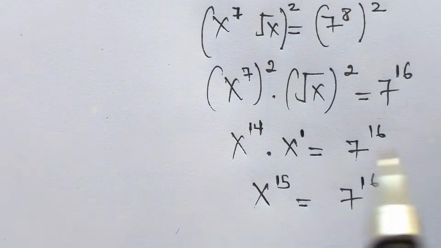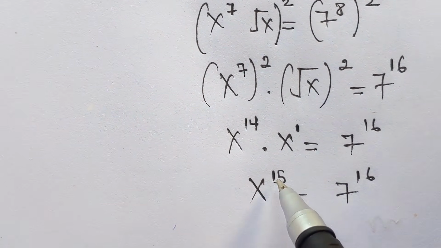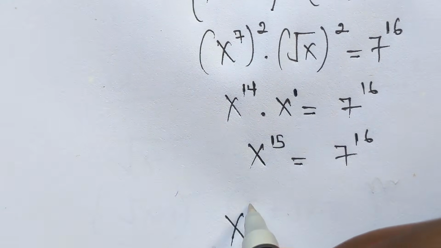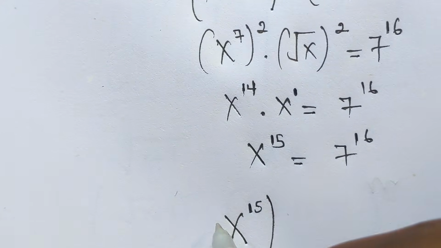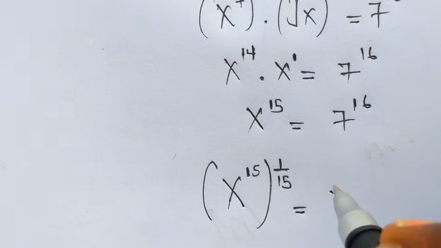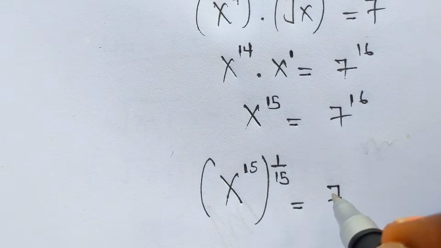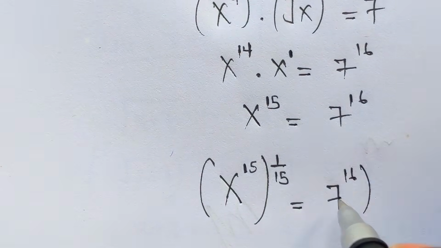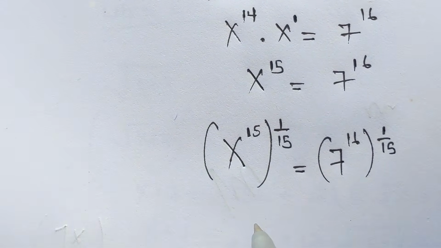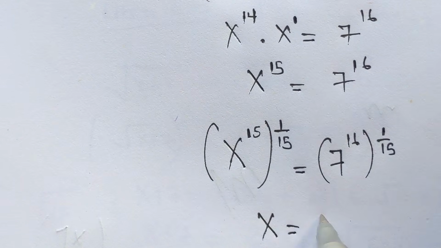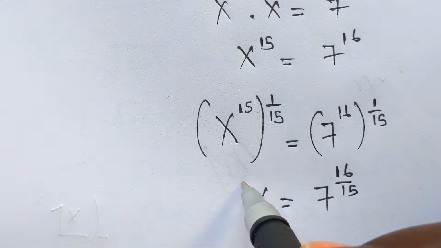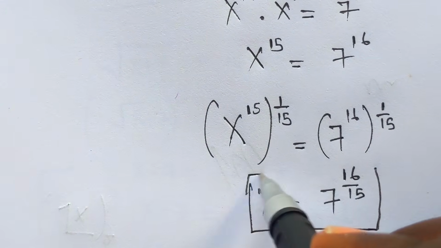And at this stage, in order to remove this 15, we shall raise x power 15 to the power 1 over 15, and it will be equal to 7 power 16, then power 1 over 15. And at this stage our x will be 7 power 16 over 15 as the final answer.